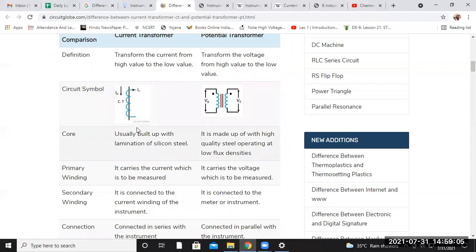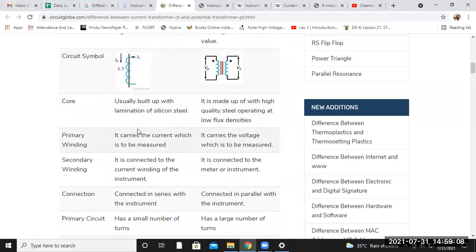Now, what is the core part? How is the core different for the current transformer and the potential transformer? It is given here. The core of the current transformer is built up with lamination of silicon steel that we have discussed. In the potential transformer, the core is made up of high quality steel operating at low flux density. High quality steel operating at low flux density means the hysteresis loss of this type of core is smaller. That means the area of the hysteresis loop is less for the potential transformer with respect to the current transformer.